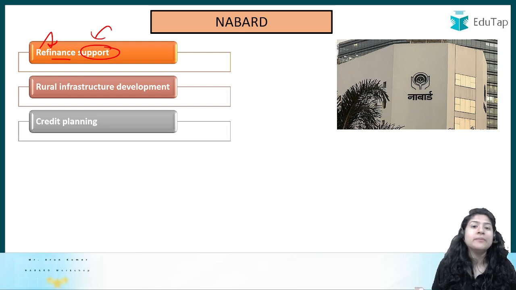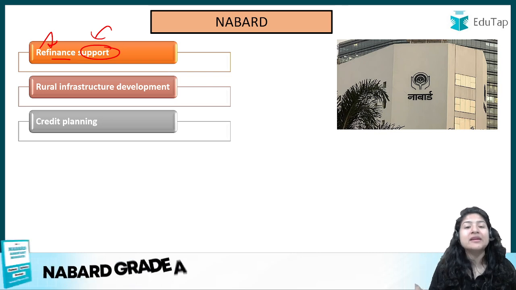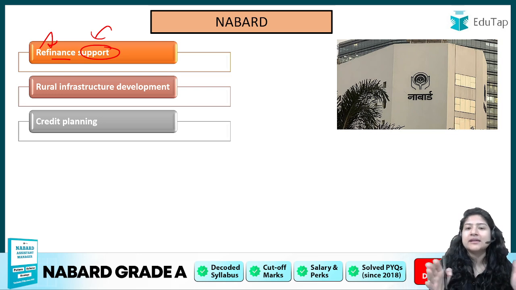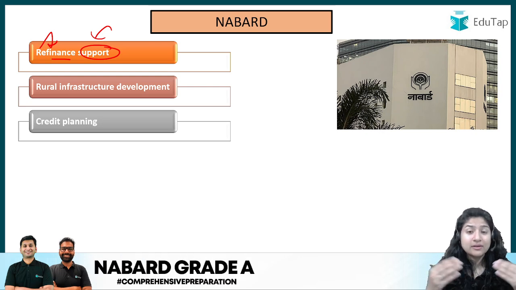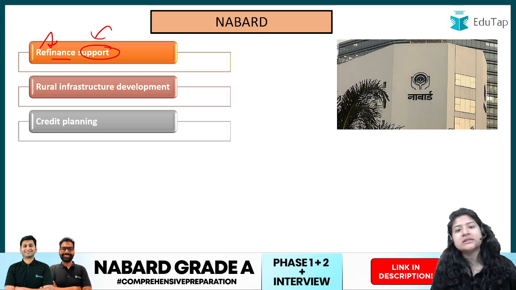Who is providing this money to the banks so that they can further distribute it among the cooperative societies? That is done by NABARD, which provides refinancing support. ठीक है, वो money provide करता है so that that money can then be refinanced by cooperative societies and other banks, meaning cooperative banks and other banks, to the groups in need in rural India.